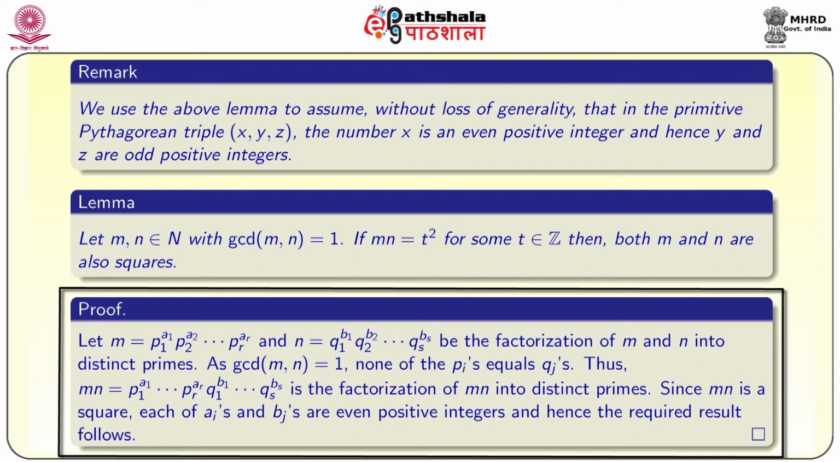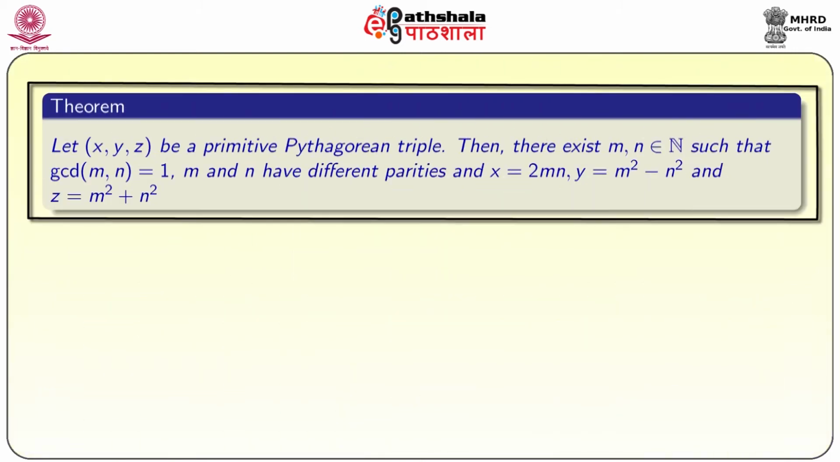This we are going to use now to find all primitive Pythagorean triples. This is one of the very important results to establish, or to find, all primitive Pythagorean triples. This is the main result of this module. Let x, y, z be a primitive Pythagorean triple, then there exist m, n in N such that GCD of m, n equals 1, m and n have different parities, and x equals 2mn, y equals m square minus n square, and z equals m square plus n square.